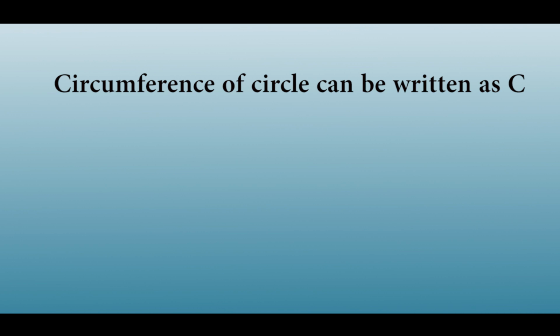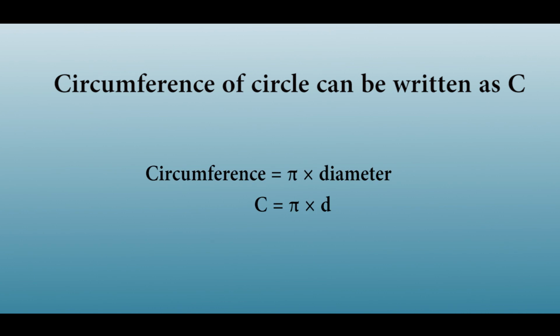Children, now we know what a circle is, we know the parts of the circle, we know what pi is, the symbol of pi, and we know the value of pi. Now we will move forward with the circumference of the circle. Circumference of a circle when the diameter is given. Let's say circumference can be written as C. Circumference, that is C, is equal to pi times diameter.